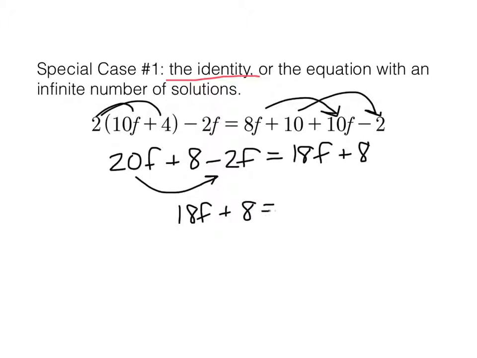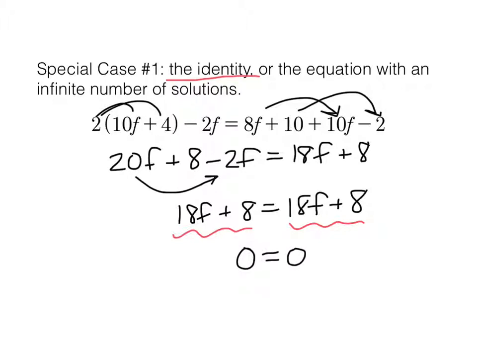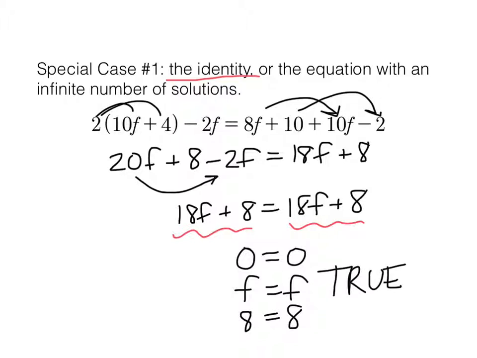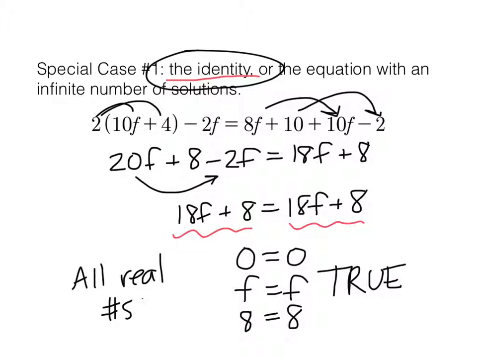Now I should clearly recognize that something has gone awry. Something is amiss. Sorry, I've been watching a lot of Doctor Who, so all the Britishisms keep coming out. But something is clearly really weird here, because it's exactly the same thing on both sides. If I was to continue, I would get all the way down to a statement like 0 equals 0, or f equals f, or 8 equals 8. And those are all true.